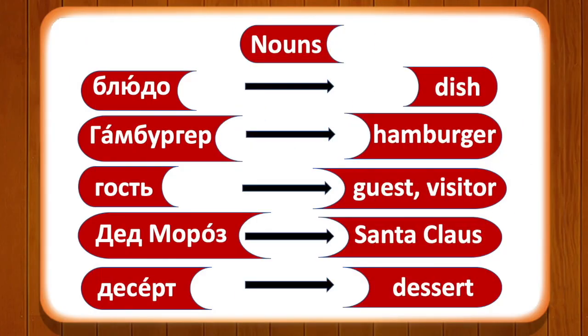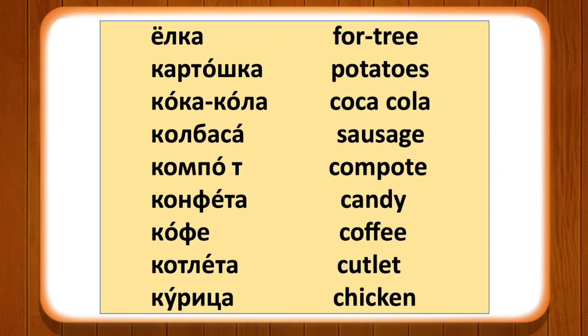блюдо. Блюдо means dish. Гамбургер means hamburger. Гость means visitor or guest. Дед Мороз means Santa Claus. Десерт means dessert. Ёлка means fir tree or Christmas tree. Картошка means potatoes. Кока-кола means Coca-Cola. Колбаса means sausage.